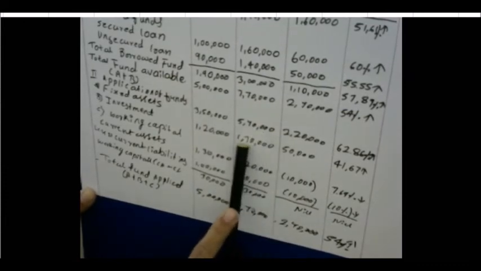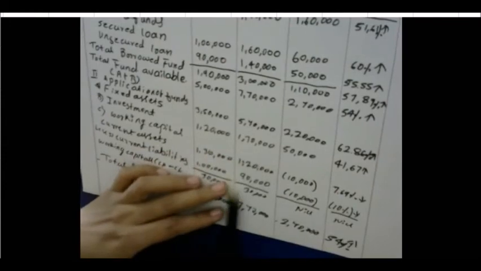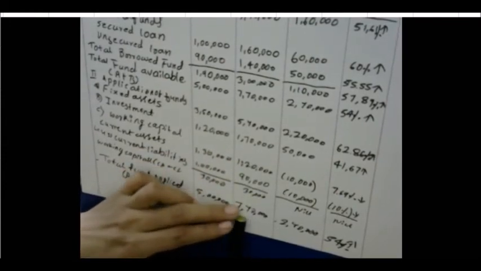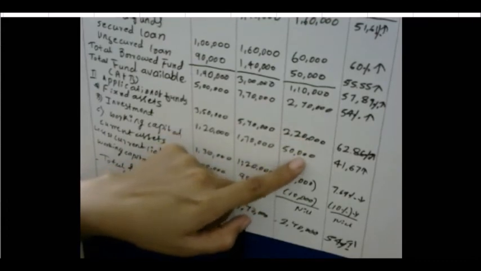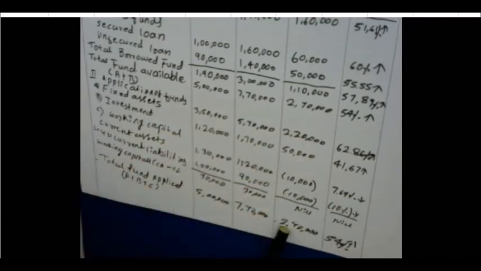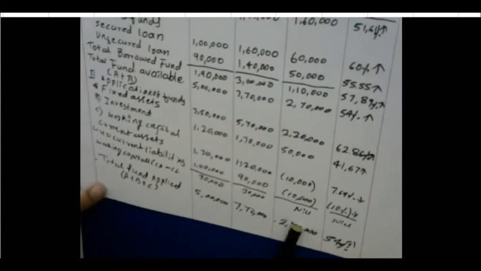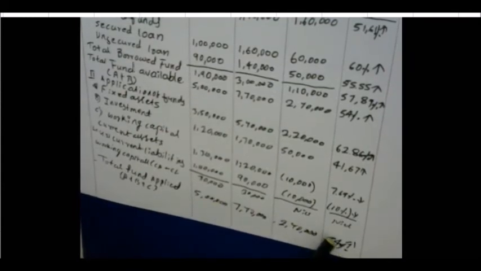5,70,000 plus 1,70,000 plus 30,000, it is 7,70,000 rupees. Next 2,20,000 rupees plus 50,000 rupees equals 2,70,000 rupees. So 2,70,000 rupees divided by 5 lakh rupees into 100 is 54%.